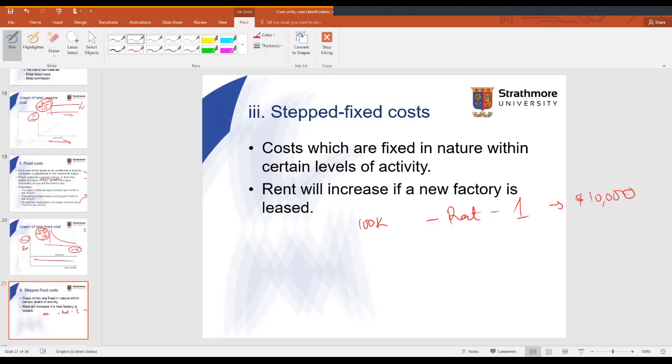If, for example, as a company, you would want to produce more units, for example, you want to increase the capacity to 200,000 units per month. What do?